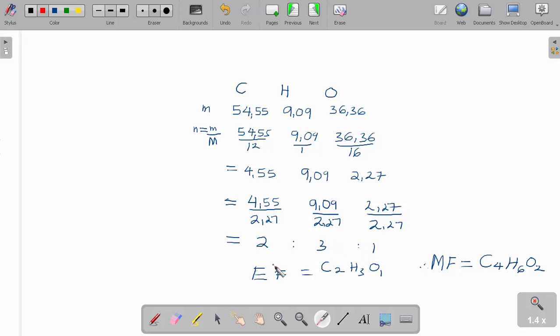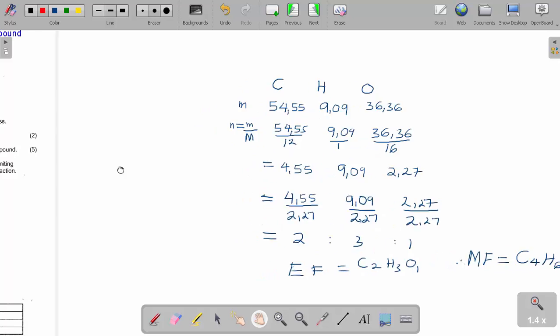Now the empirical formula means I've got 2 for this carbon, 3 for this hydrogen, and 1 for this oxygen. That's why it is C2H3O1. So to get the molecular formula, I have to multiply by 2. What is 2 times 2? I get 4. 2 times 3, I get 6. 2 times 1, I get 2. That's why my answer is going to be C4H6O2.